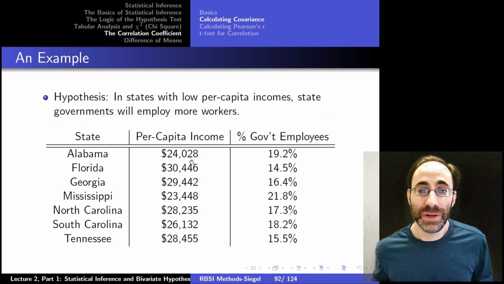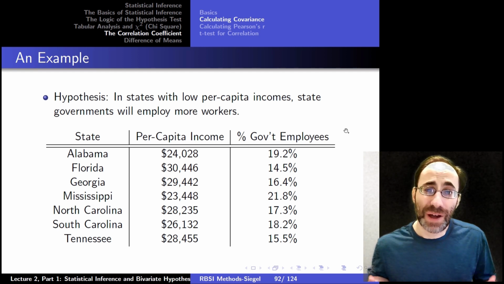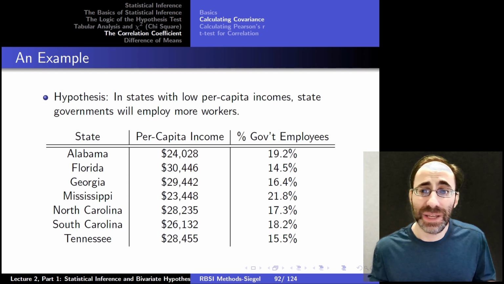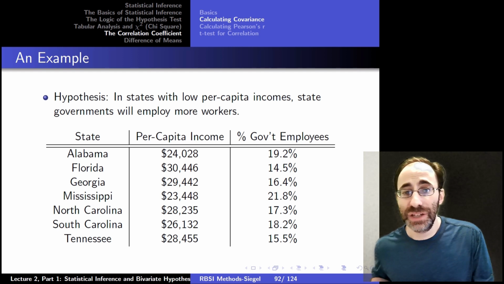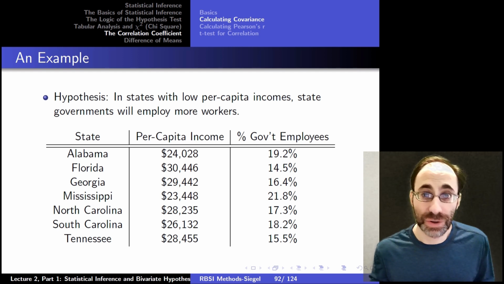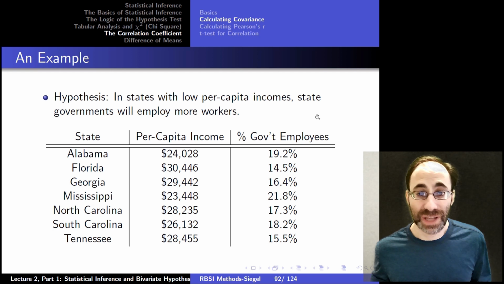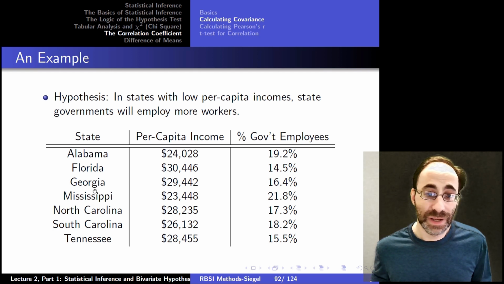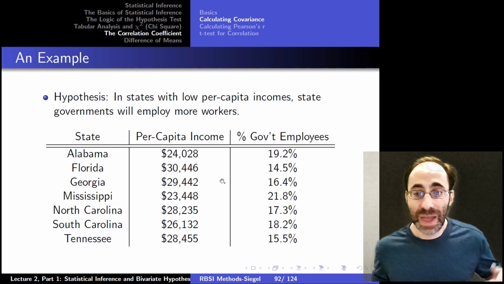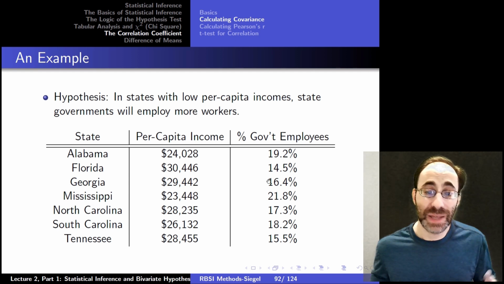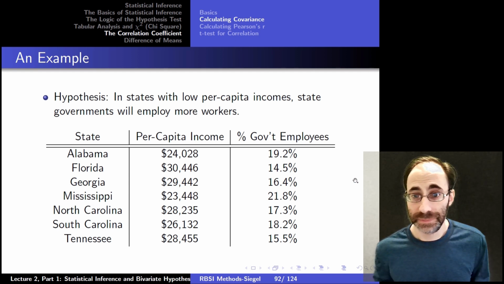So let's look at an example here. For this example, we're going to hypothesize that in states with low per capita incomes, you see government employing more workers. We have a very small sample here of 7 states, all in the South, and here are per capita incomes and percent government employees.